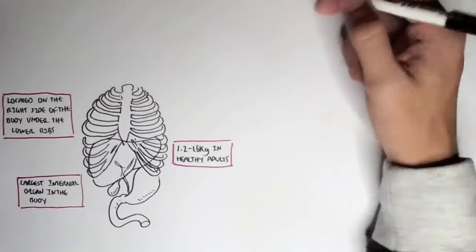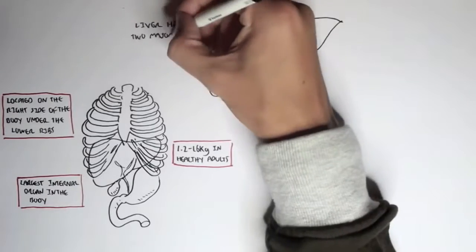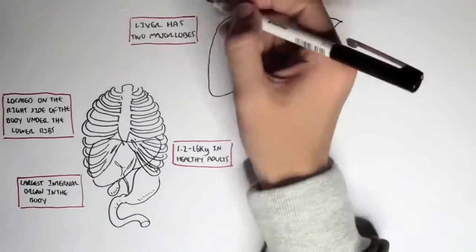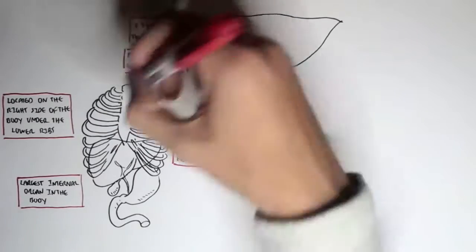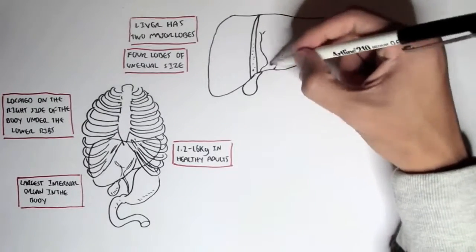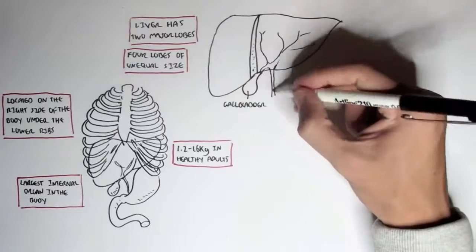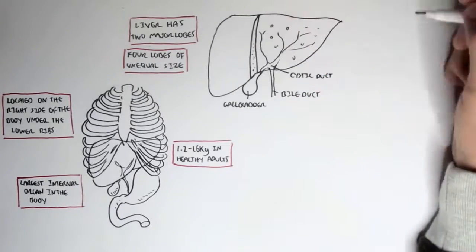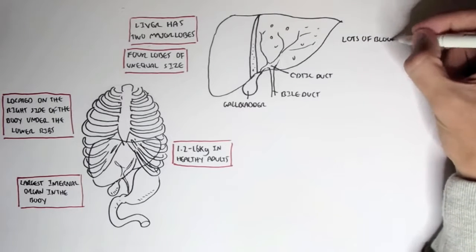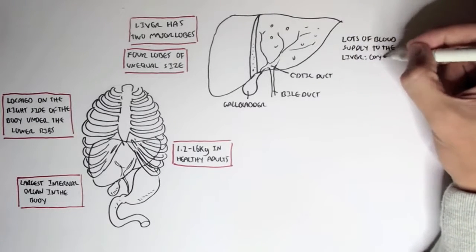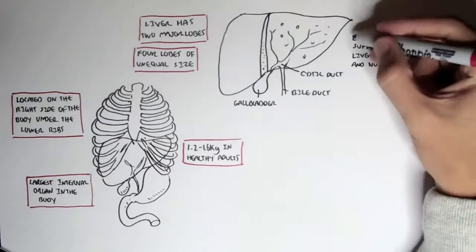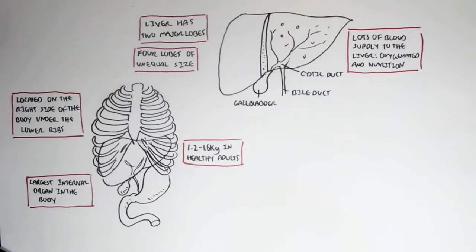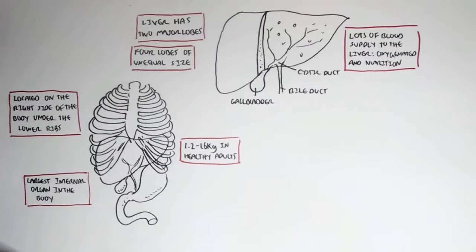The liver can be seen as though it's made up of two major lobes, but it's actually four lobes of unequal size. Now, the organs that are in close proximity to the liver include the gallbladder, which actually connects with the liver. The bile duct comes from the liver and the gallbladder, and the cystic duct comes from the gallbladder. And these are important in the bile system, which we'll look into later on. The liver actually has a lot of blood supply in order to be oxygenated and in order to receive nutrients. So two important things: oxygen and nutrients.